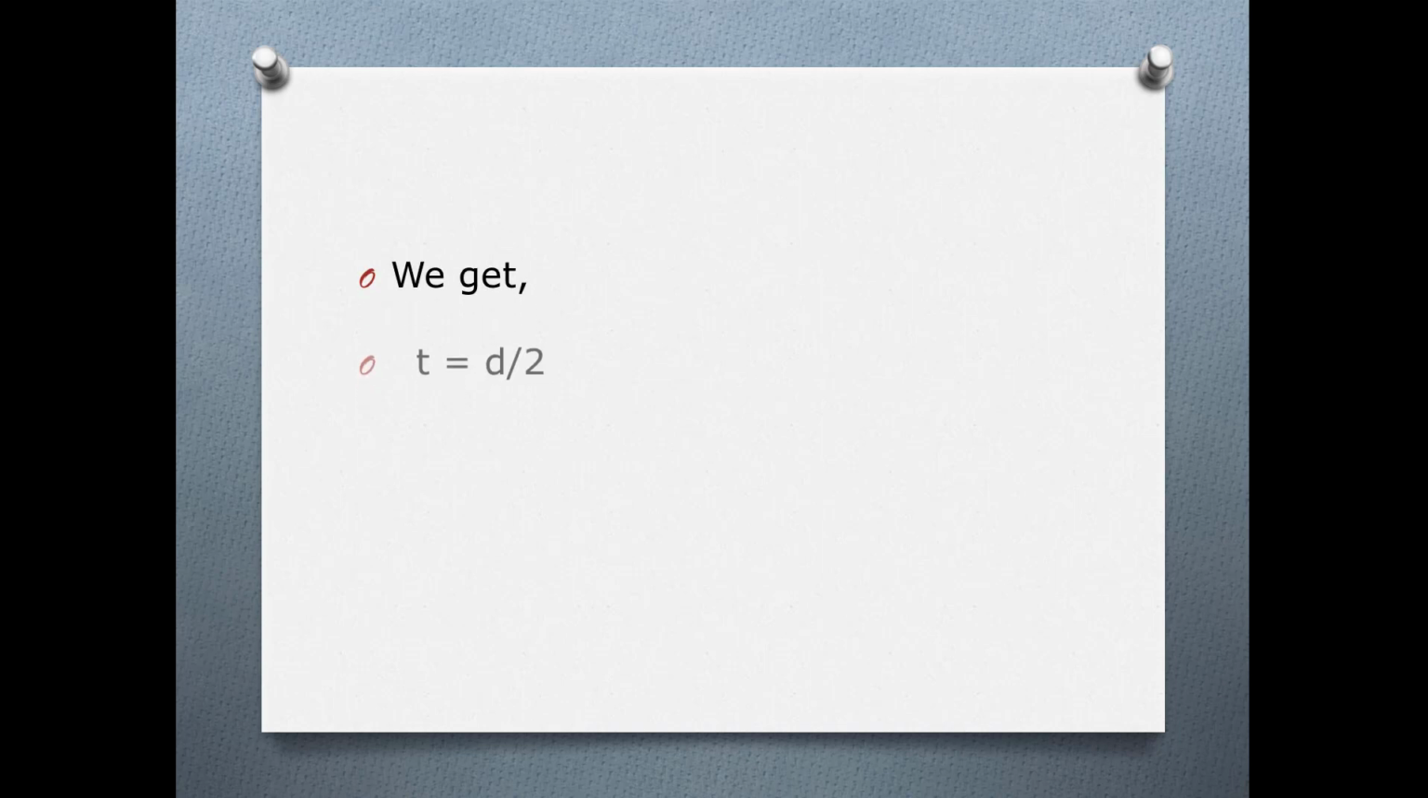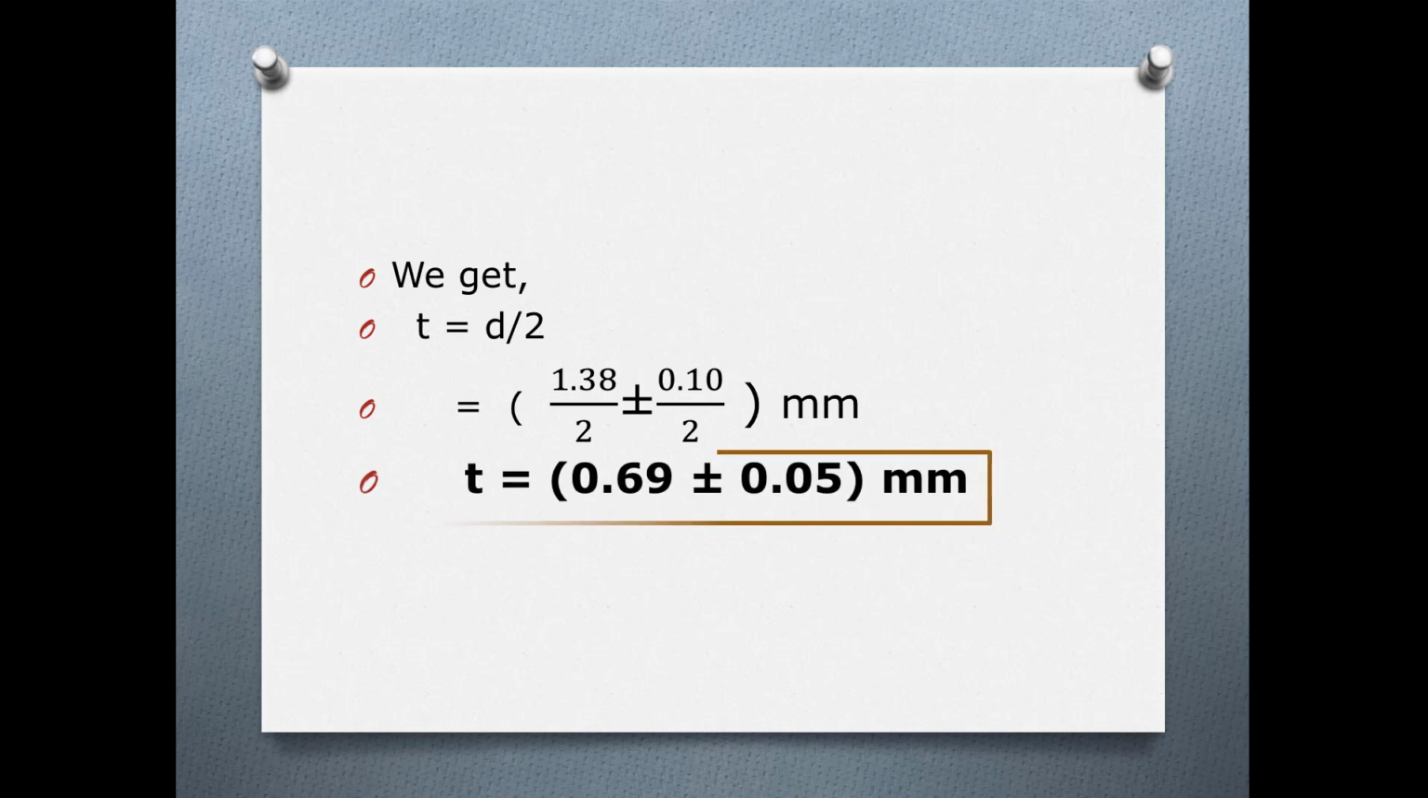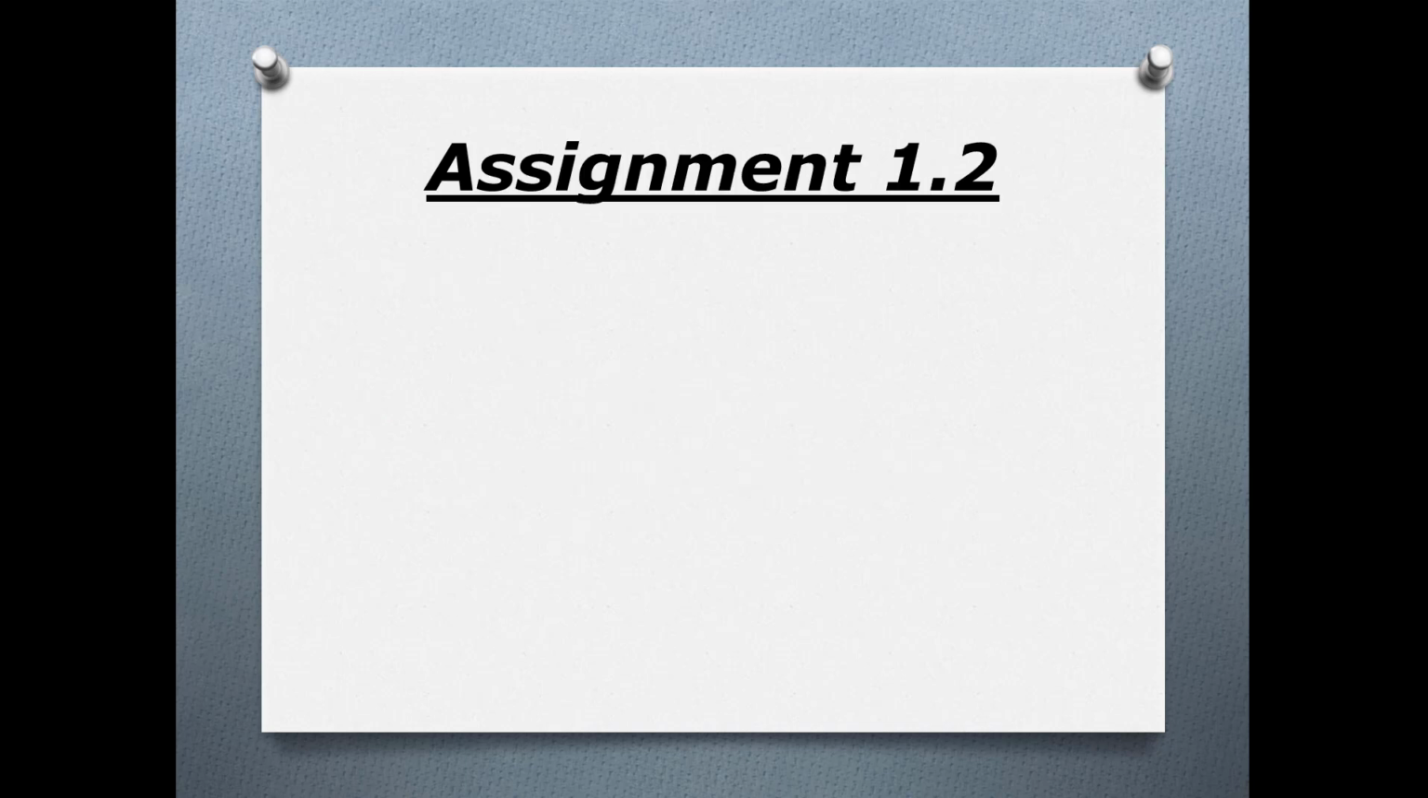So what we will get: thickness is equal to diameter divided by 2, which is equal to 1.38 by 2 plus minus 0.10 by 2. So what will be there? T is equal to 0.69 plus minus 0.05 millimeters. So you can do these calculations yourself. If there is any change, you can find that out. Rounding off may be different in some cases, but that doesn't matter.